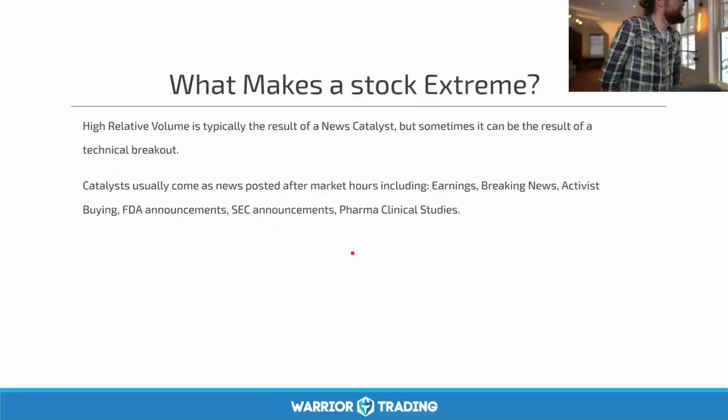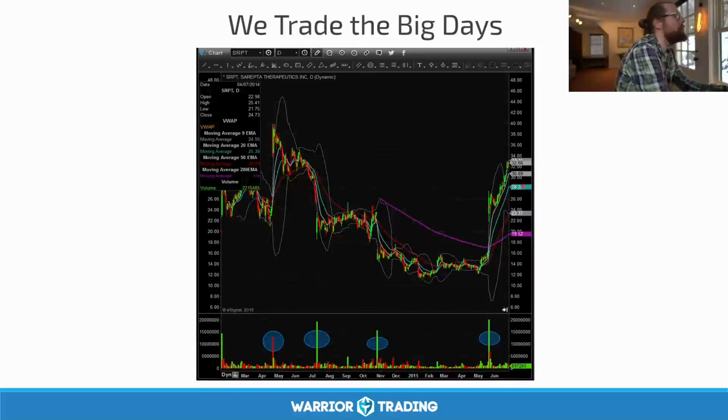So what makes a stock extreme? High relative volume is typically the result of a news catalyst, but sometimes it can be the result of a technical breakout. News catalysts can come in the form of earnings, breaking news, activist investors buying, FDA announcements, SEC announcements, pharmaceutical clinical trials, clinical studies, things like that. So our focus is trading the big days.